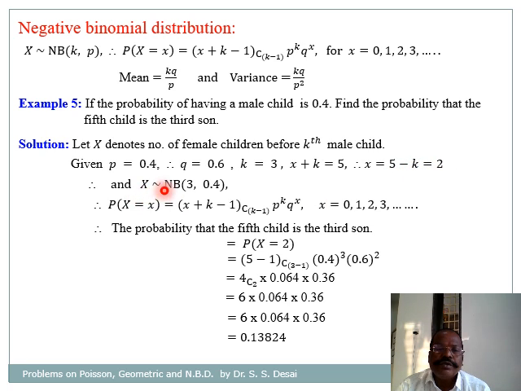Here x follows the negative binomial distribution with parameters 3 and 0.4, whose PMF is like this, and therefore the probability that the fifth child is the third son is exactly equal to the probability that x is equal to 2 in the NBD. Substituting the values x is equal to 2, p is equal to 0.4, q is equal to 0.6, and x plus k equal to 5, and by simplifying this equation, finally it gives us the final probability 0.13824.